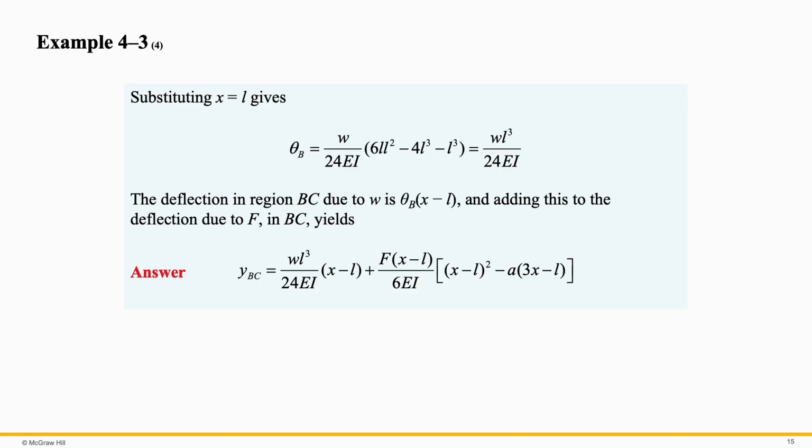And if you would like to calculate the deflection in region BC due to this distributed loading, we need to multiply this slope theta B by x minus L. And after that, we will add this deflection to the deflection produced by the transverse load F by applying the superposition method. So here, the deflection function in the BC part, when we combine these two effects together, can be expressed as follows. The first part is due to distributed loading, and the second part is due to this transverse force F.